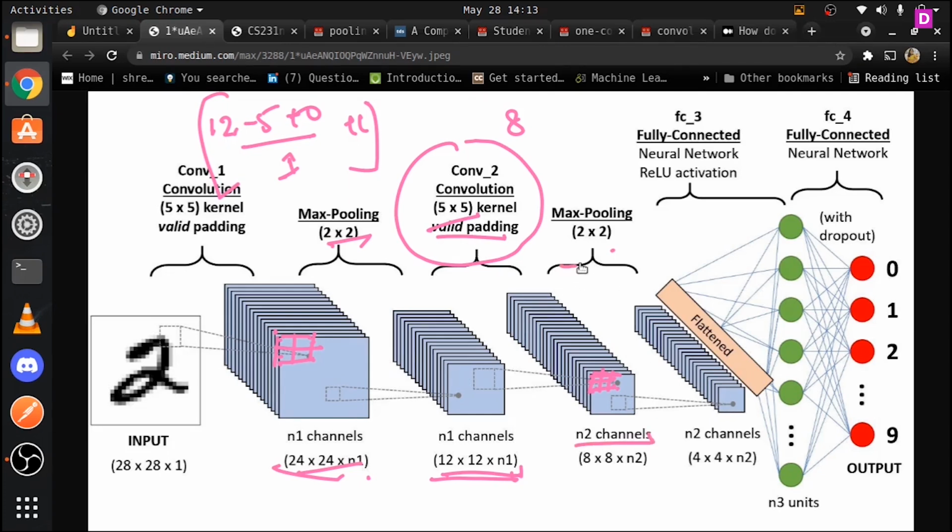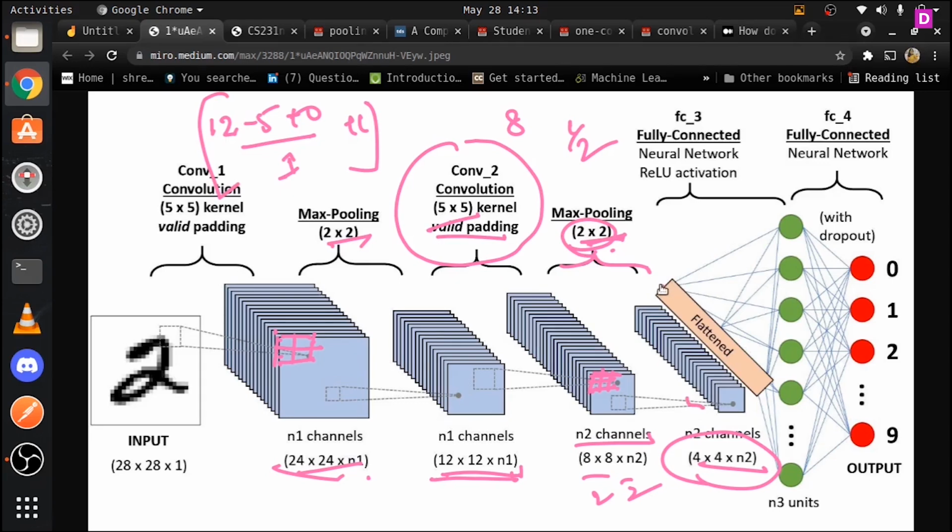Then again you have max pooling here, 2 cross 2. This number will be reciprocated to give the output. That means if you have 2 cross 2 as the max pooling, the output will be by 2 and by 2. So you have 4 cross 4 and you get the output.